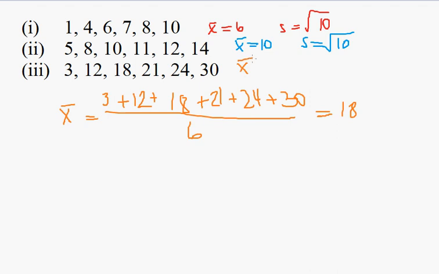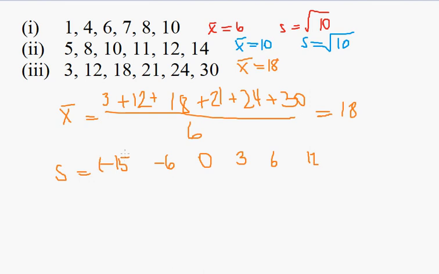Now this also makes sense because list number 3 is triple the numbers in list number 1. 1 times 3 is 3, 4 times 3 is 12, 6 times 3 is 18, and so on. So it stands to reason that the average gets multiplied by 3 also. For the sample standard deviation, we take all the differences again, so minus 15. 12 minus 18 is minus 6. 18 minus 18 is 0. 21 minus 18 is 3. 24 minus 18 is 6. 30 minus 18 is 12.